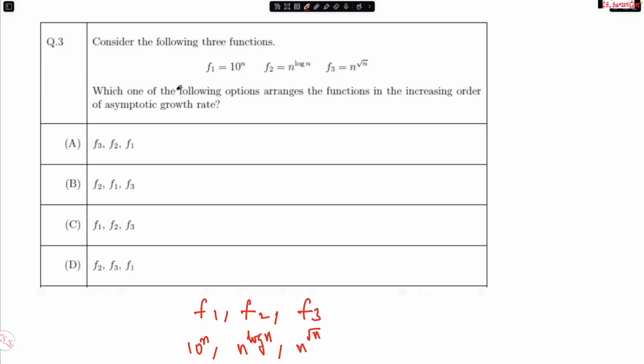Okay, let's solve this question. The question states: consider the following three functions. These are the three functions provided to us. Which one of the following options arranges the functions in the increasing order of asymptotic growth rate?